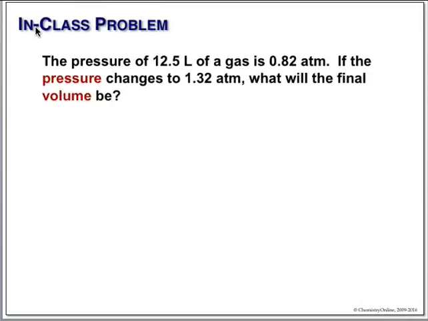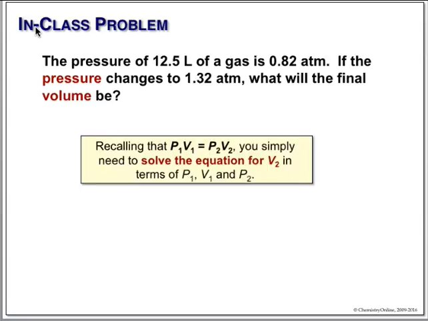All right, let's see how we do this. Here we have 12.5 liters of a gas. I tell you that the pressure on this gas is 0.82 atmospheres. Okay? Now I'm going to change that pressure up to 1.32. What's our final volume? This is a classic Boyle's Law problem. So what you do is you say, okay, Boyle's Law is P1, V1 equals P2, V2. Now, we know everything except our V2, don't we? We know P1, V1, and we know P2. We're looking for V2. So we'll simply solve this for V2, substitute, and get our number.